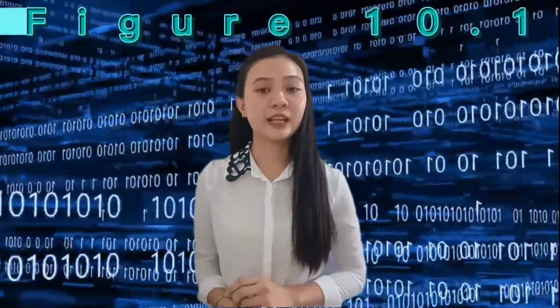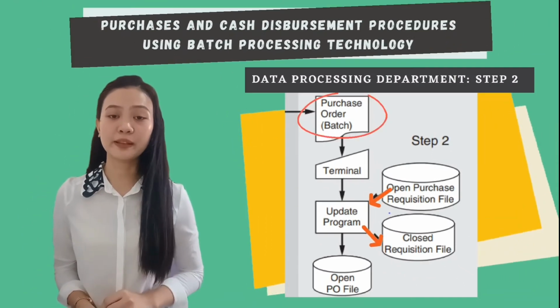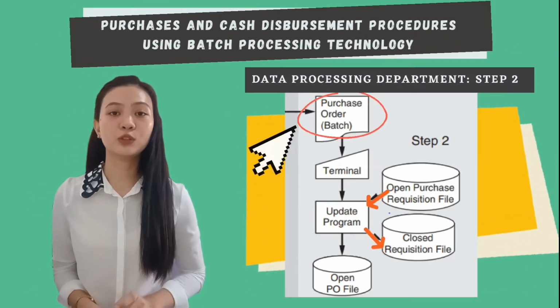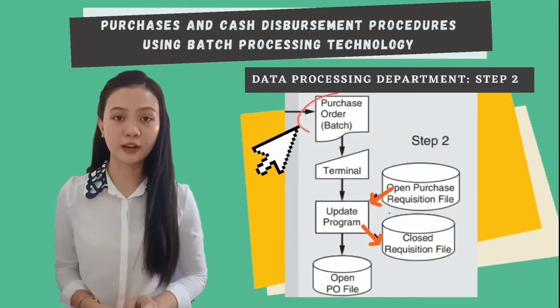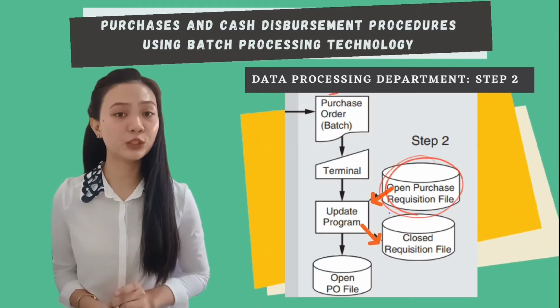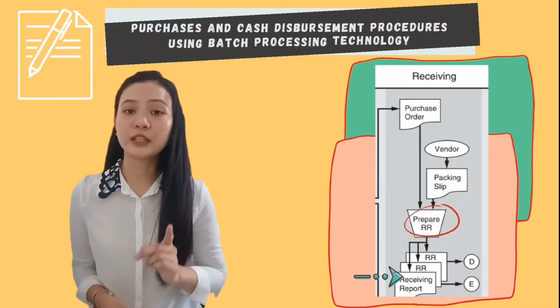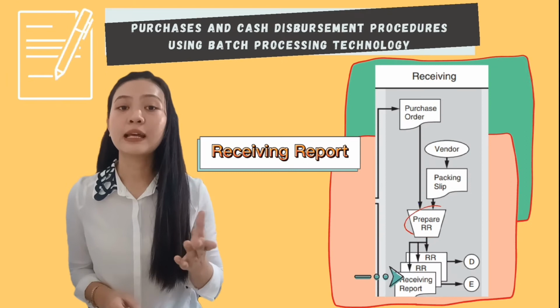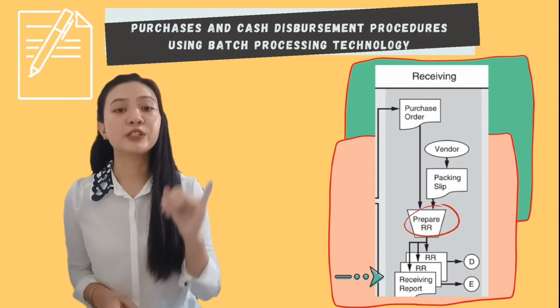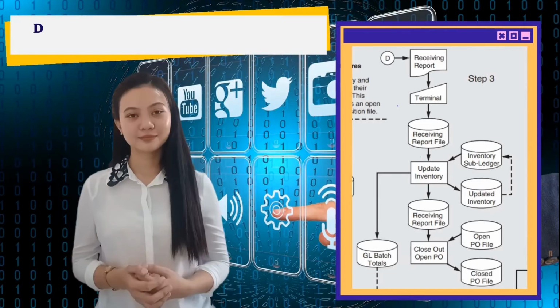Going back to figure 10.1, let us continue with step 2 in the data processing department. The purchase order is used to create an open purchase order record and to transfer the corresponding records in the open purchase requisition file to the closed purchase requisition file. In the receiving department, when the goods arrive from the vendors, the receiving clerk prepares the receiving report, and then the copies go to the purchasing, accounts payable, and data processing departments.